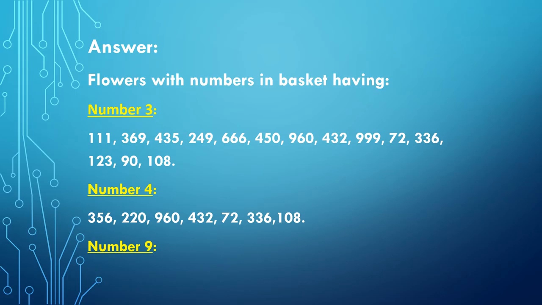Here we are going to see the test for 4. If we check the first number, 356, for the test for 4 you have to see the number at the units and tens places. So the number is 56. 56 is divisible by 4. Therefore, 356 is also divisible by 4. Number 9: 369, 666, 450, 432, 999, 72, 90, 108.